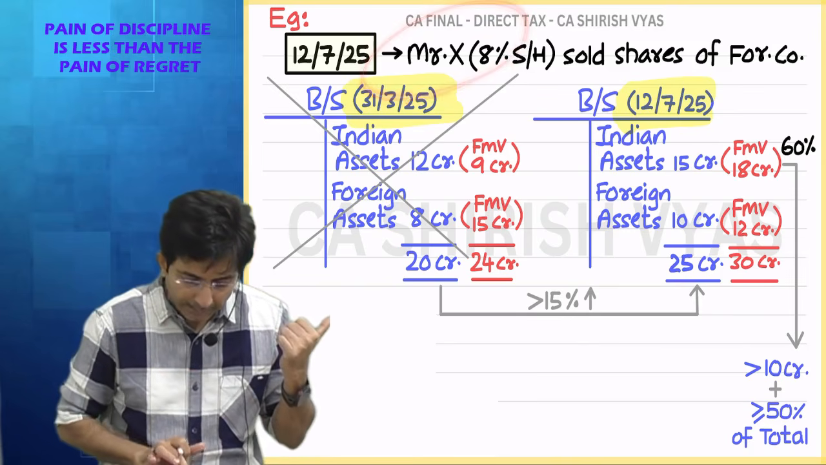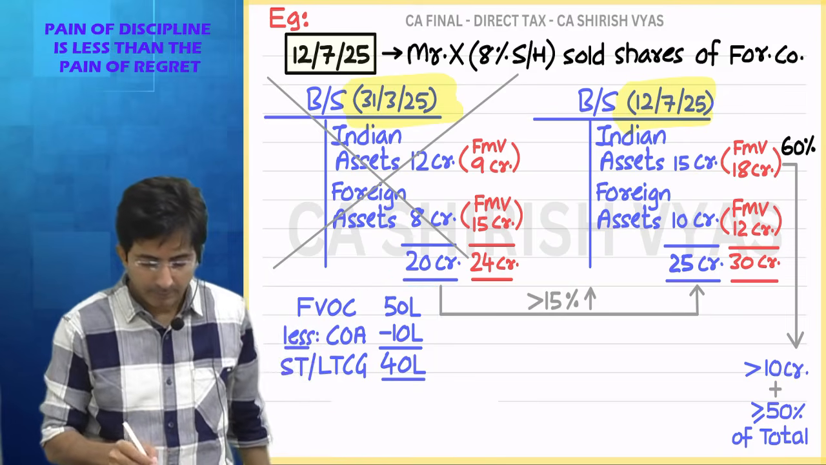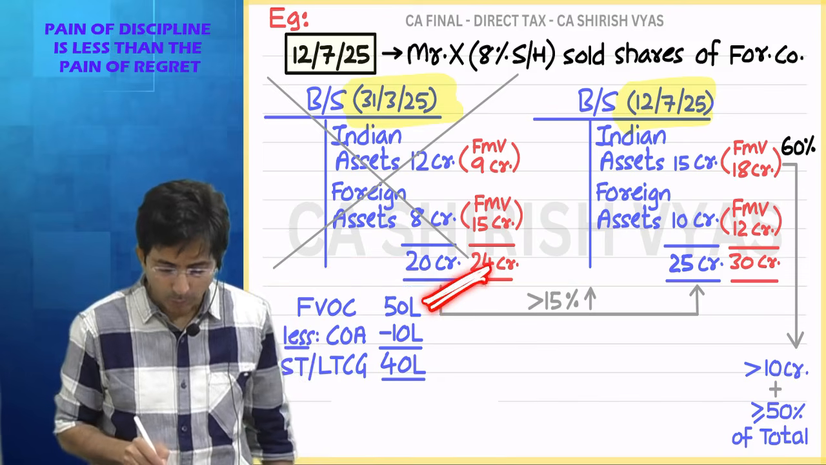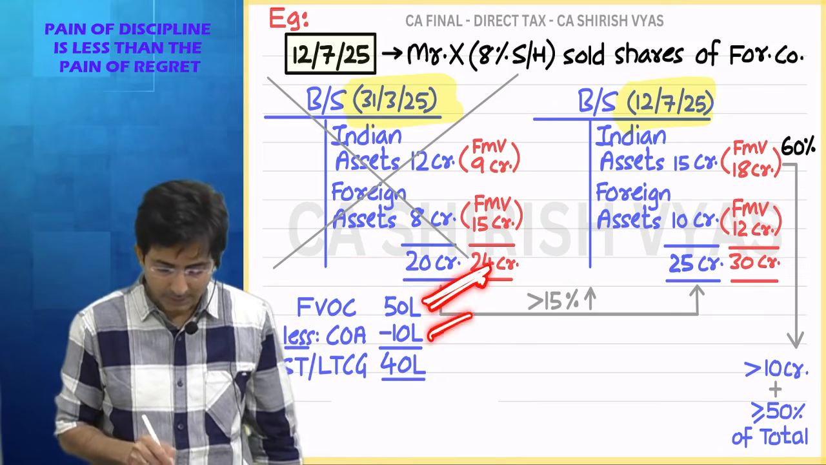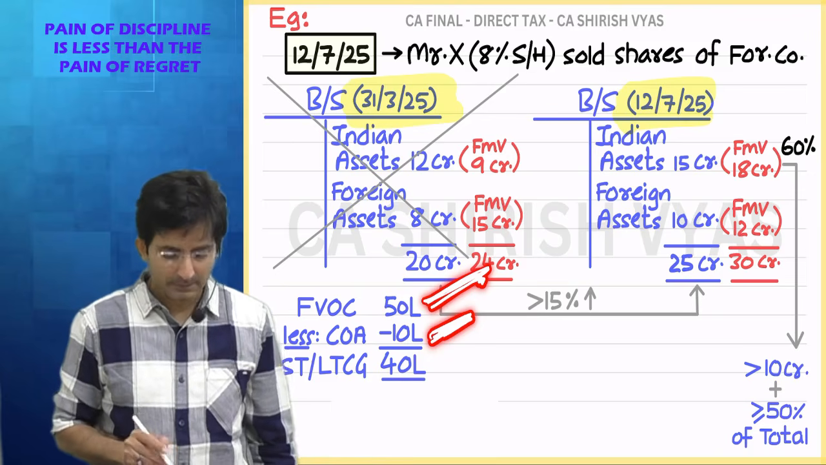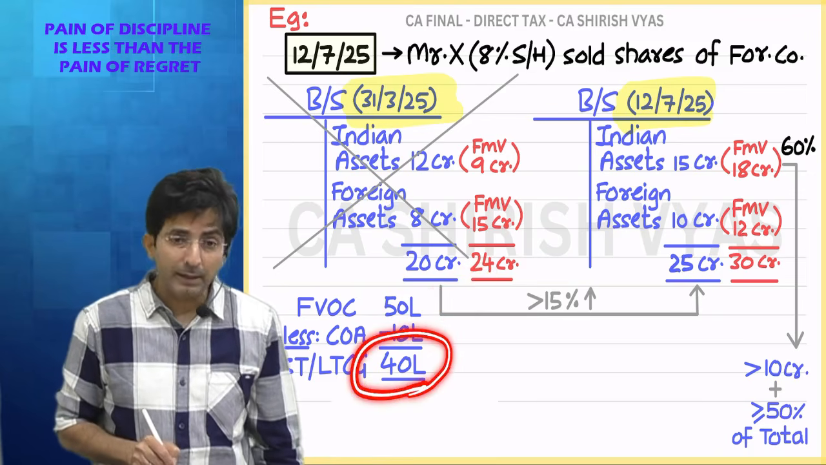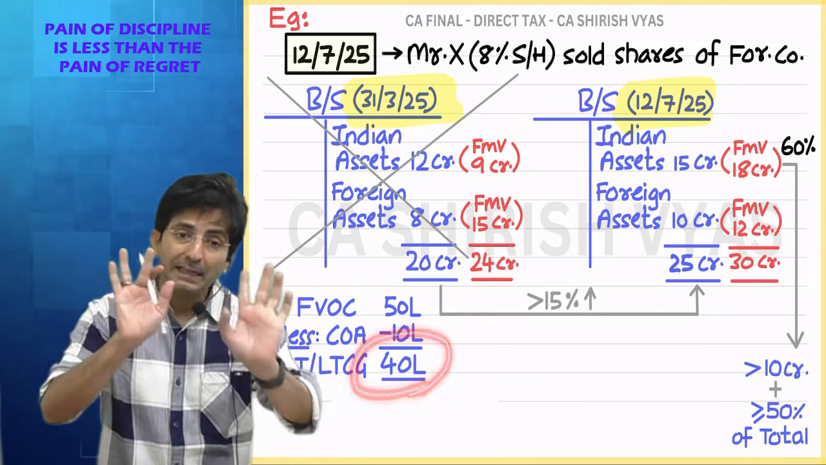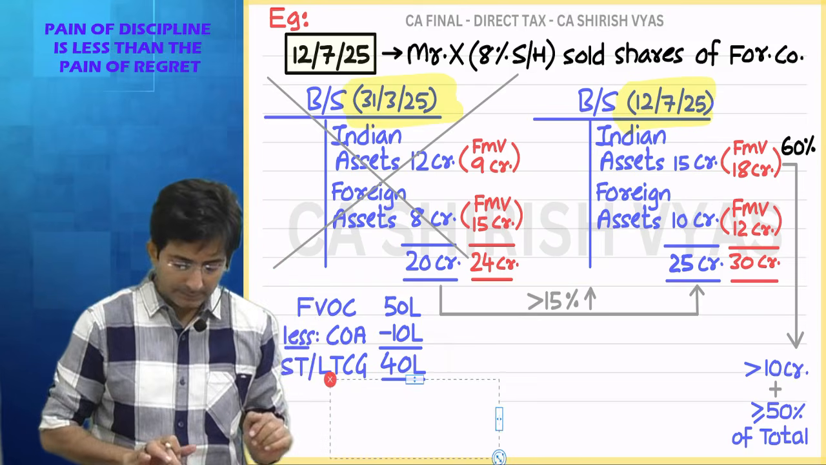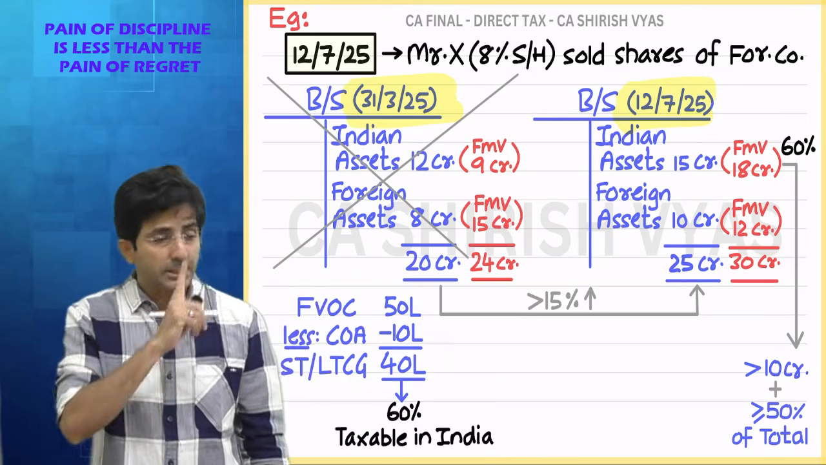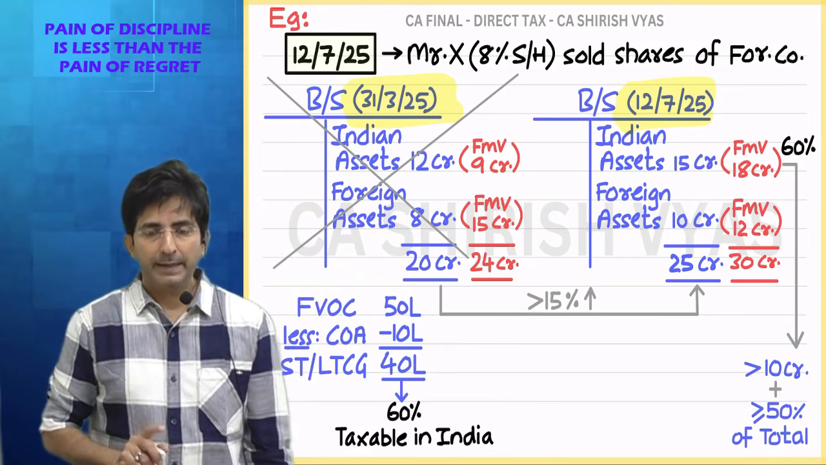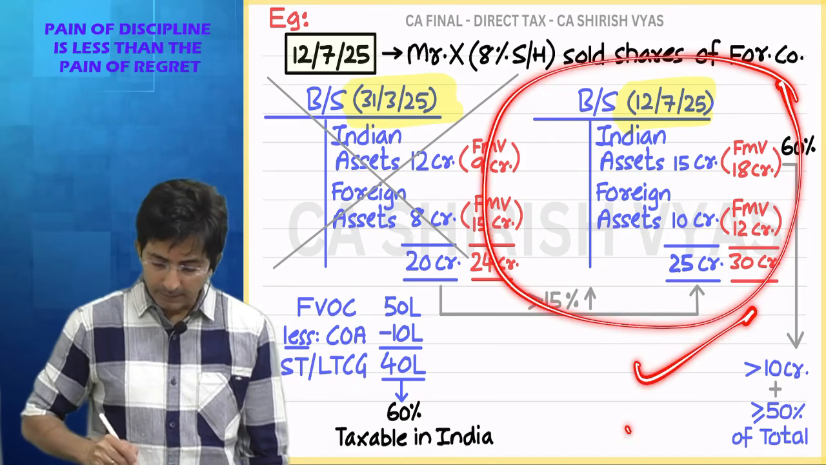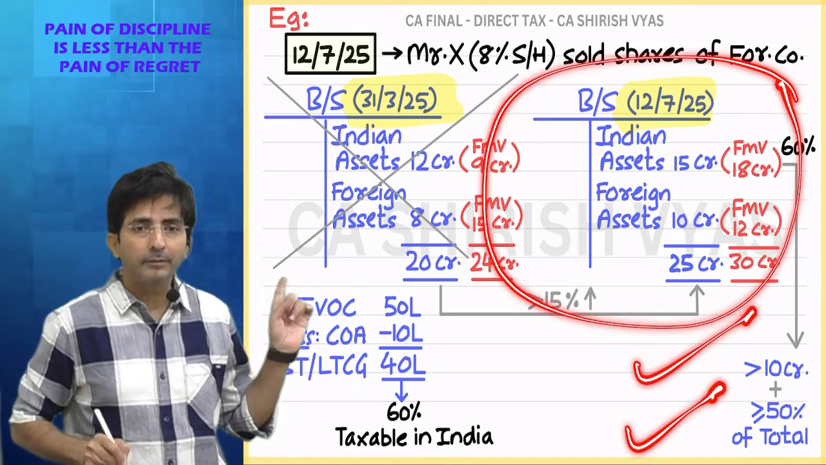This shareholder will calculate capital gain. See, these are random numbers. Assume shares are sold for 50 lakhs. Cost is 10 lakhs. So total capital gains is 40 lakhs. But India does not have the right to tax the full capital gain. How much will India tax? 60%. And India will tax because according to this balance sheet, the conditions are fulfilled.